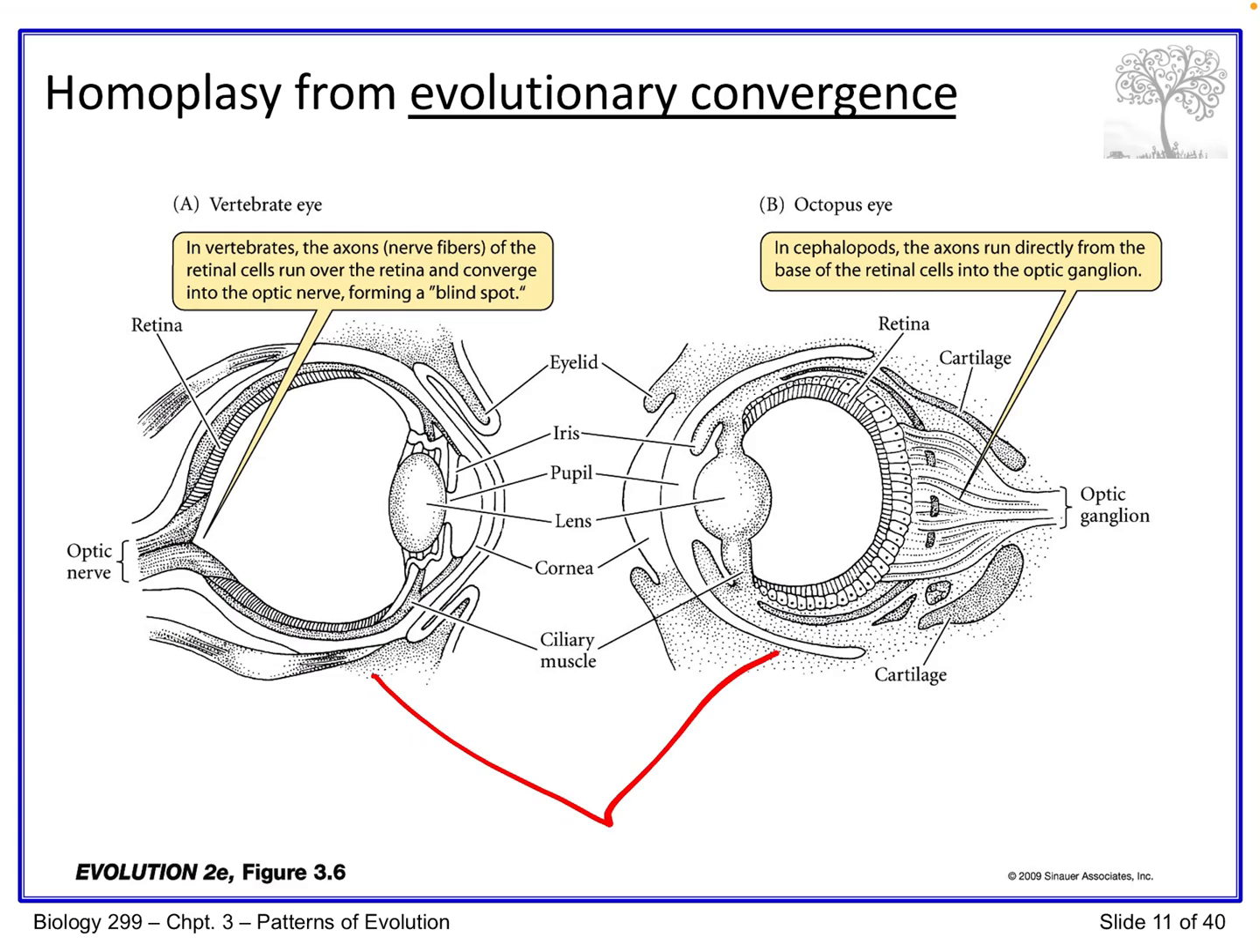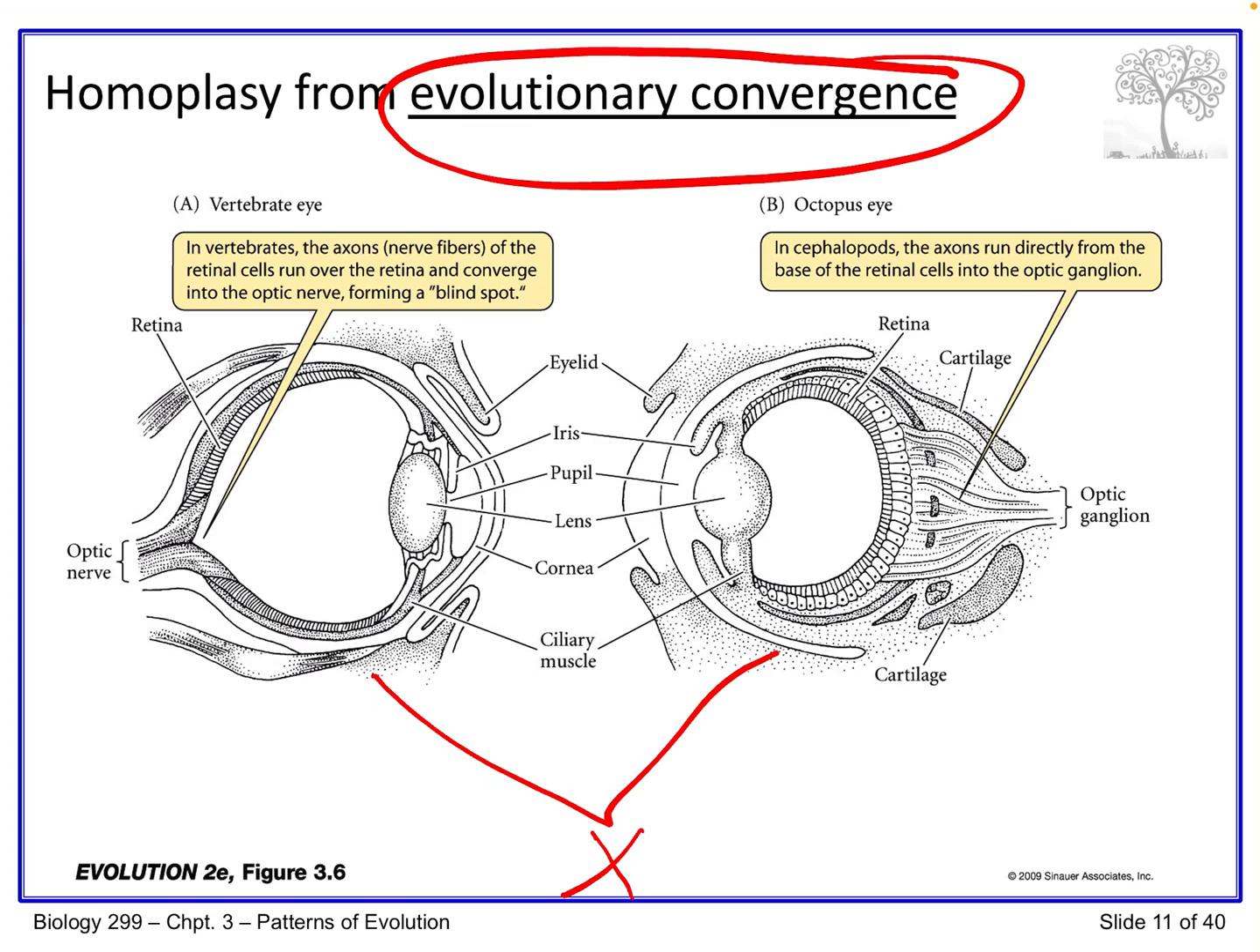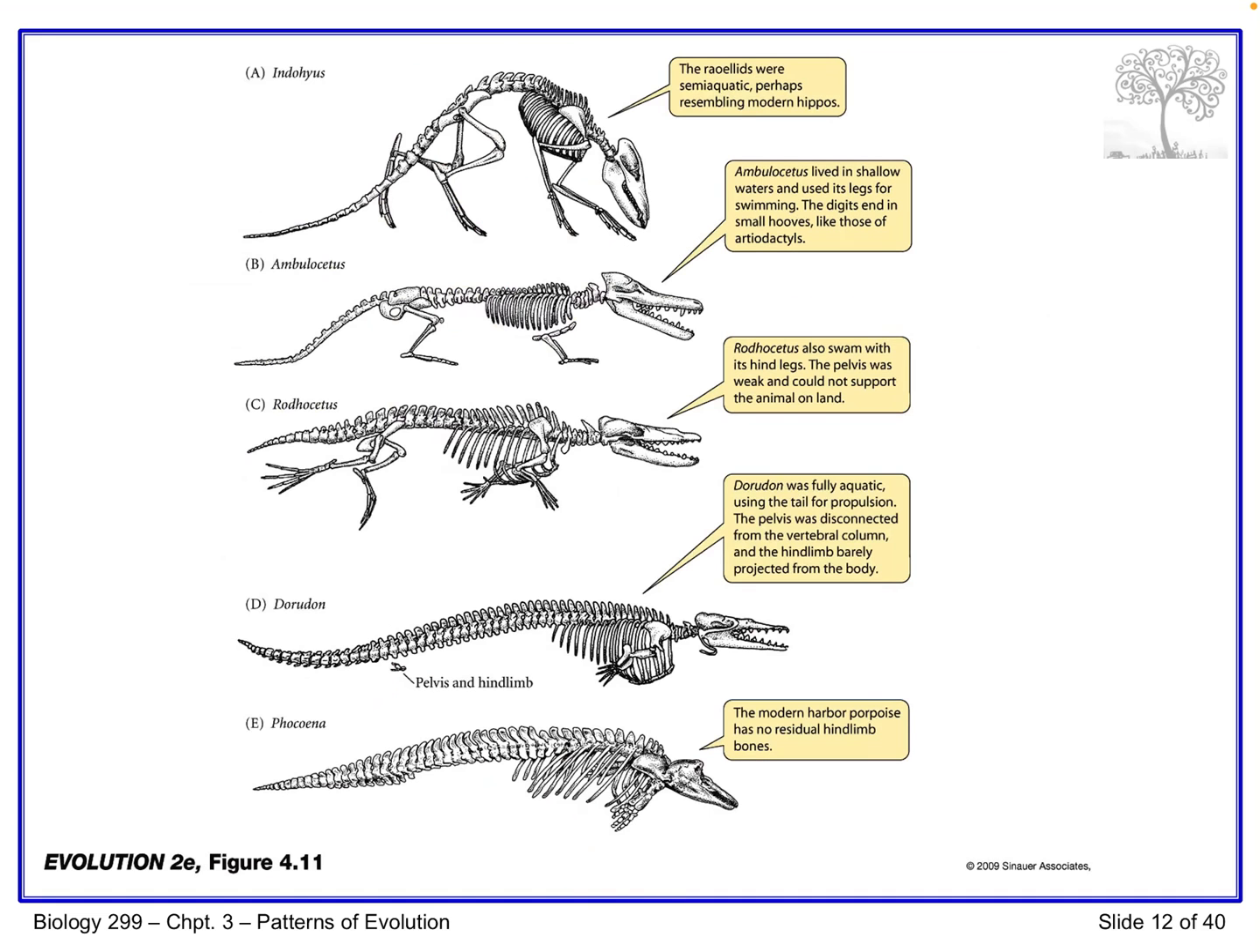But there is no common ancestor to both vertebrates and cephalopod invertebrates that had that structure. So this structure you see here is not a homology. It's homoplasy due to evolutionary convergence. All right. There's another way that we can get homoplasy, and that's through what's called evolutionary reversal.